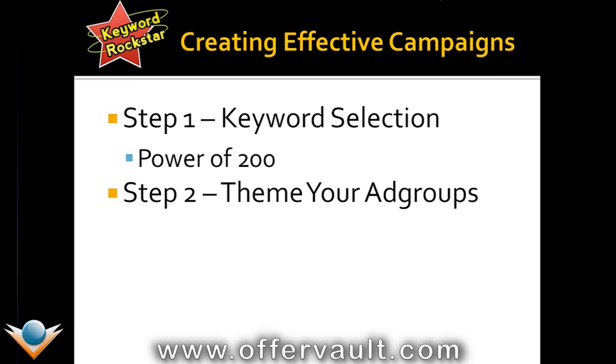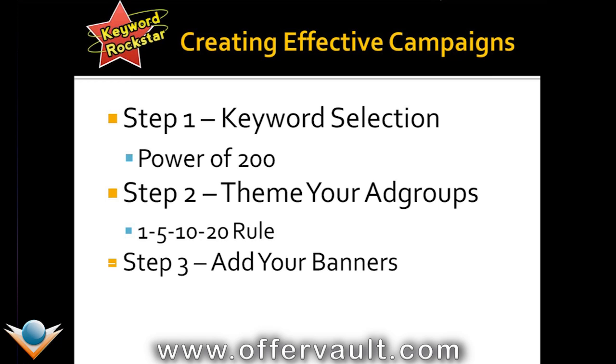Let me give you a little secret. When you're theming your ad group, you're going to want to use what I call the 1, 5, 10, and 20 rule. I'm going to go into detail, but I'm just giving you an overview. Basically there's 3 steps to creating an effective campaign. Step 1 is keyword selection with the power of 200. Step 2, you want to theme your ad groups using the 1, 5, 10, 20 rule. And then step 3, you want to add your banners, okay?